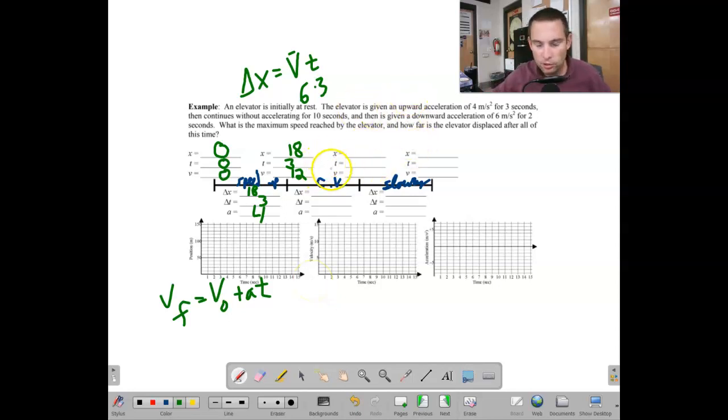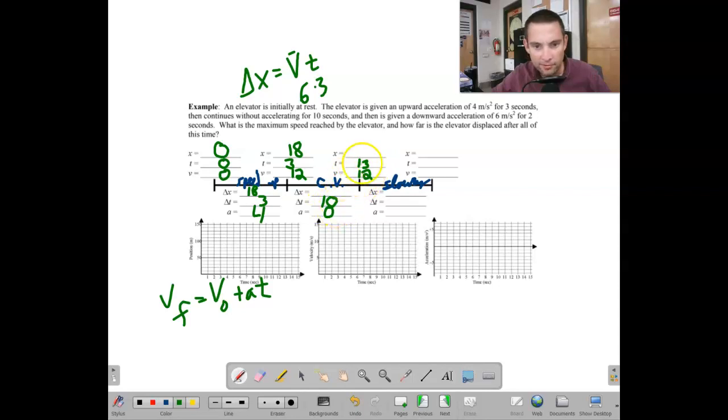Next, we're dealing with constant velocity, so we already know that means no acceleration. Velocity is unchanged, and is that all we can pull? Oh no, it's without accelerating for 10 seconds. So this time interval is 10 seconds. So that means the ending time of this segment is going to be 13 seconds. So we're at the 13-second mark.